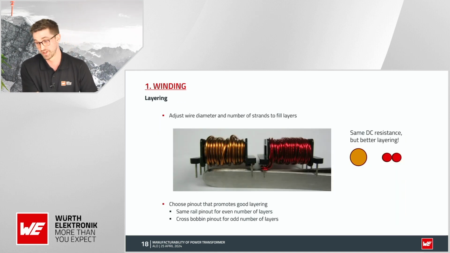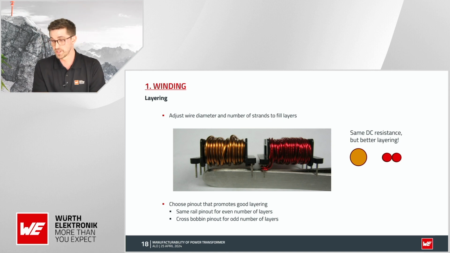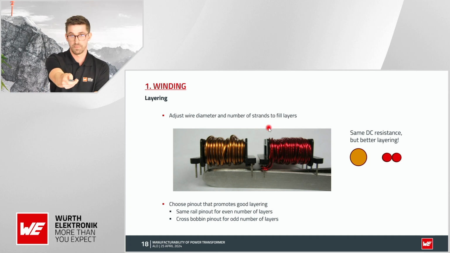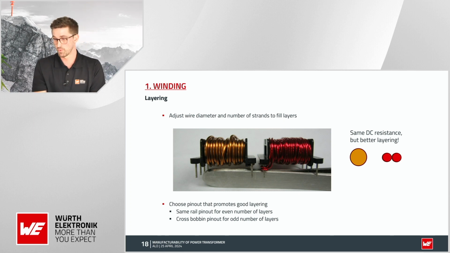Layering is another important aspect of the DFM analysis. In the picture, we can see the same transformer, but on the right, two strands of smaller wire were used instead of a single bigger one. A better layering and an improved coil build is clearly visible. It is recommended to adjust the diameter of the wires and the number of strands to fill the layer completely, and possibly to wind in even layers to avoid dragbacks. Heavy wire can cause bumps that can compromise performances and the manufacturability of the part.